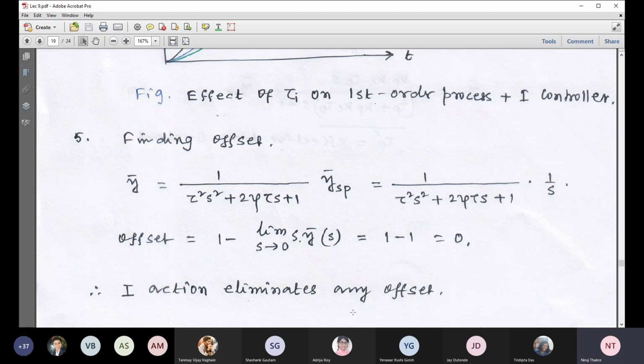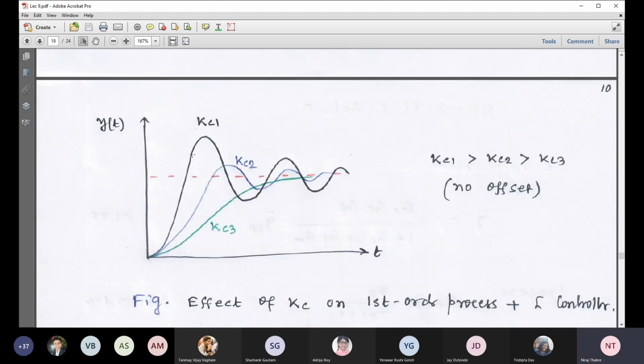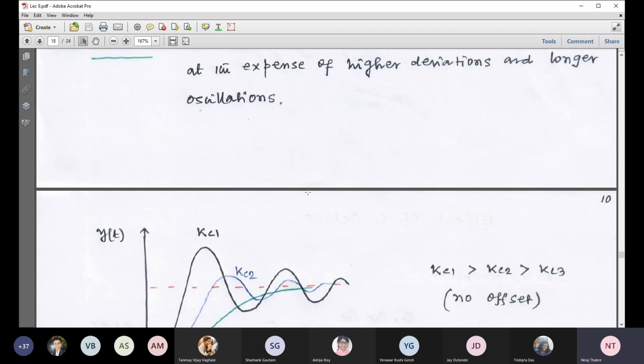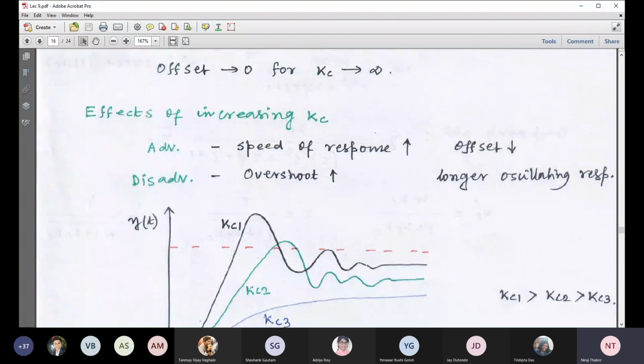No. Okay, sir, then. I couldn't understand. Yes, tell. Sir, I couldn't understand the part in which you said longer oscillating response in the effects of increasing Kc. Here you were saying? For the P-only controller action, effects of P. Yeah, like what does it mean?